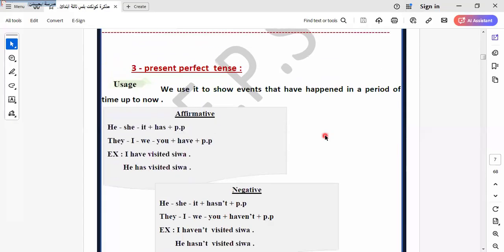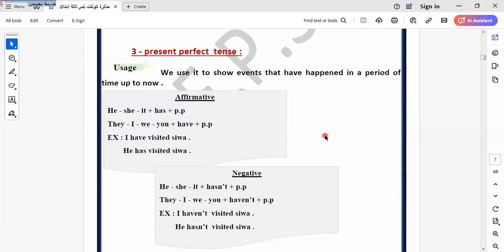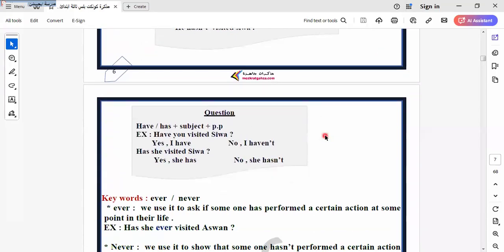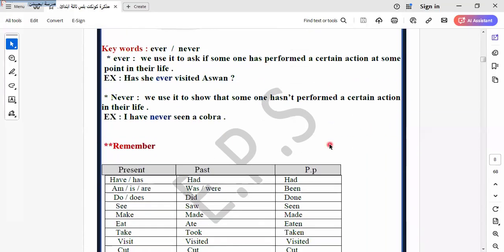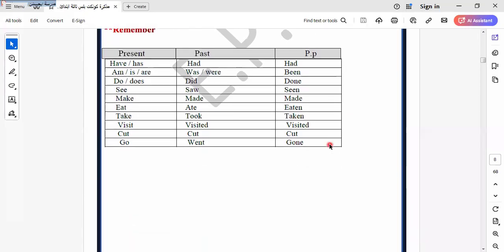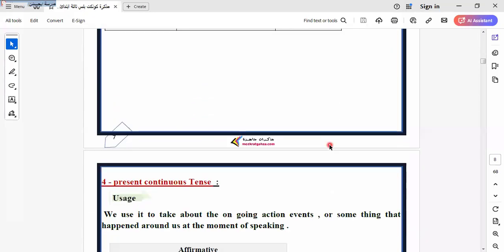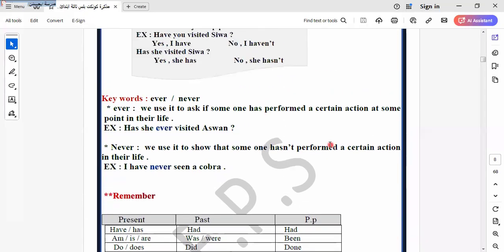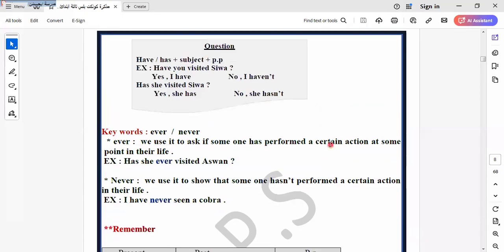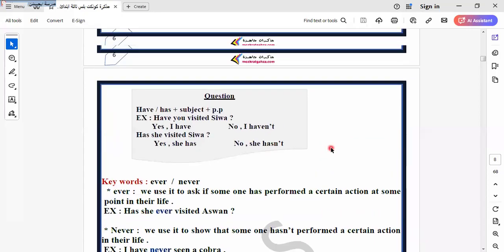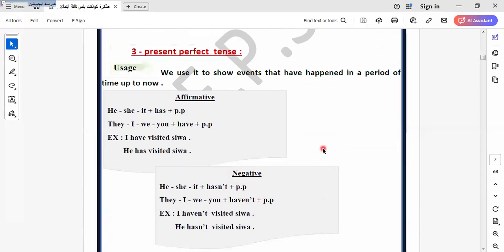Here we have the present perfect tense, which is have plus verb plus past participle of the verb. When we talk about present perfect tense, we have has and have and the past participle of the verb. In this tense, we have ever, never, just, since, and so on. All these are the keywords of what? Of the present perfect tense.